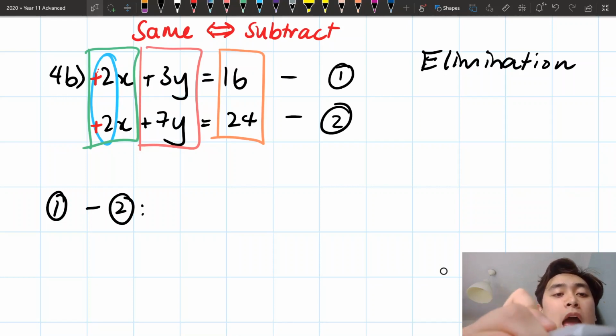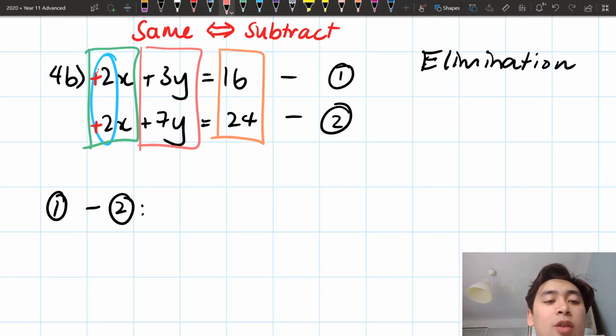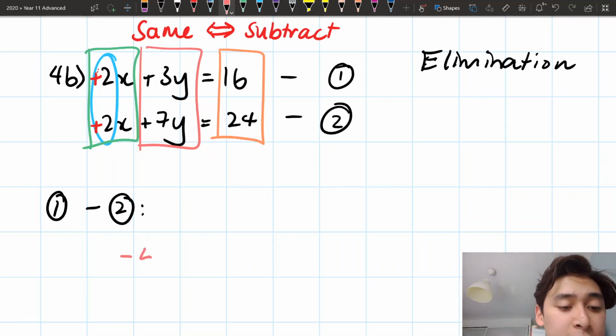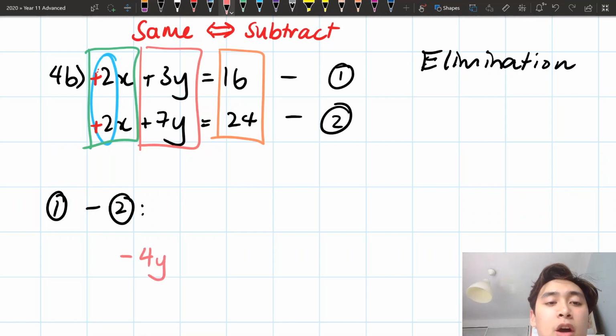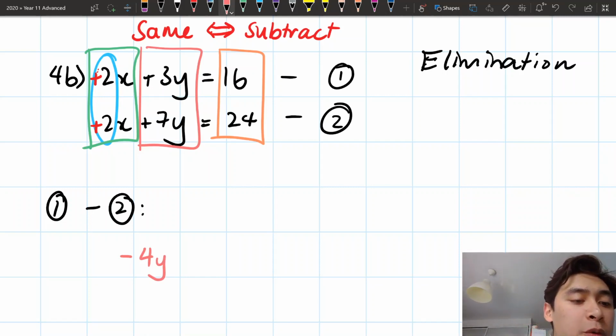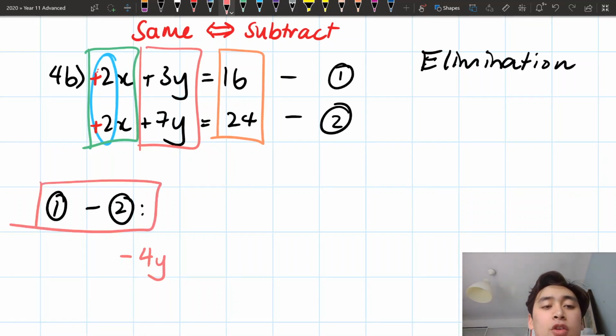Okay. How about my y terms? Here I've got plus 3y, and I'm going to be minusing 7y. I think this is where the question came up. I've got 3y minus 7y. This will get me negative 4y because of the order in which we wrote this subtraction. I'm doing 1 minus 2. Because it's 1 minus 2, I'm going to do the top equation minus the bottom equation. So that's why it's 3 minus 7, which is negative 4. So 3y minus 7y is negative 4y.